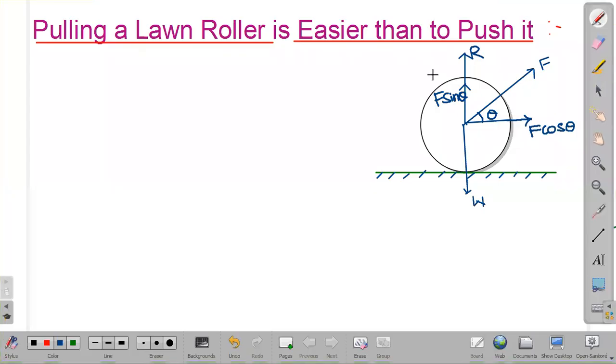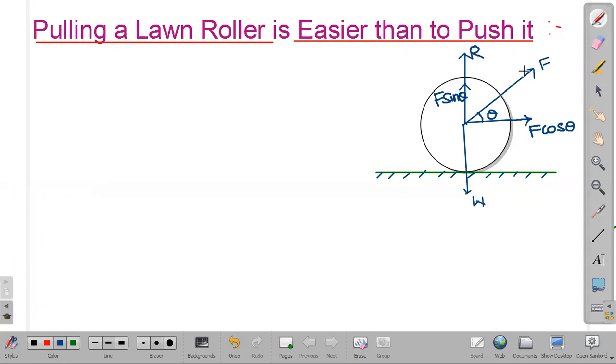So we are going with why a lawn roller is easier to pull than pushing it. Okay. Now I have considered a lawn roller on the surface, and here this lawn roller weight is acting downwards, and of course opposite to that is the normal reaction force. Every time normal reaction force will be there, acting in this particular direction.